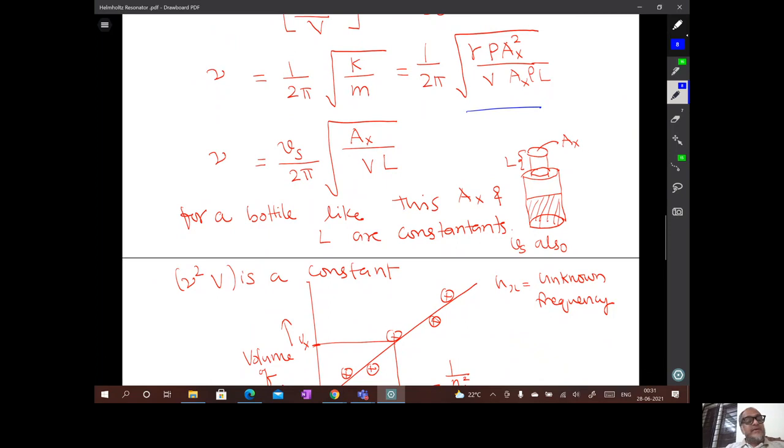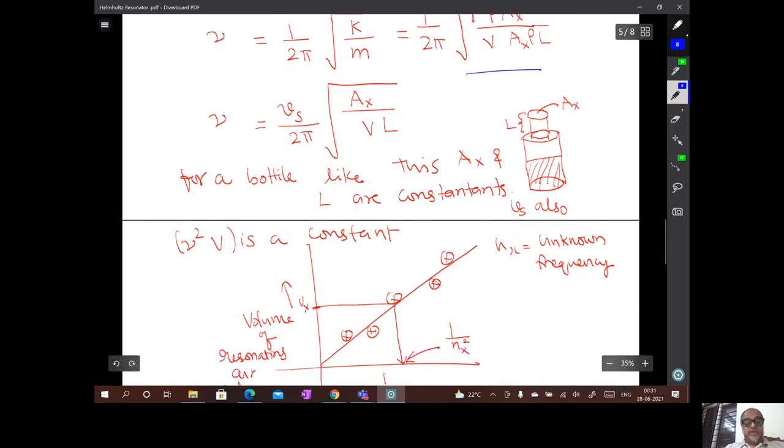Now, what are we doing in the laboratory? We have a bottle filled with water. We are slowly removing water. We allow the water to drain out, and we excite a tuning fork and hold it. That means you are varying the air column, which is going to resonate with the frequency of the tuning fork.